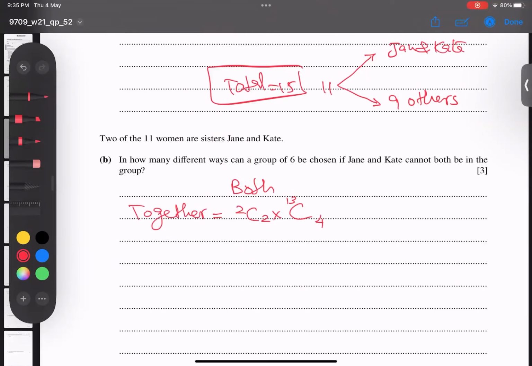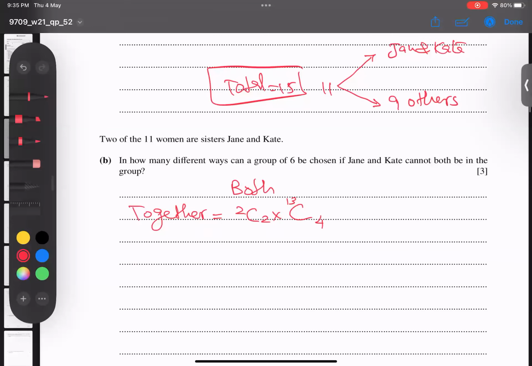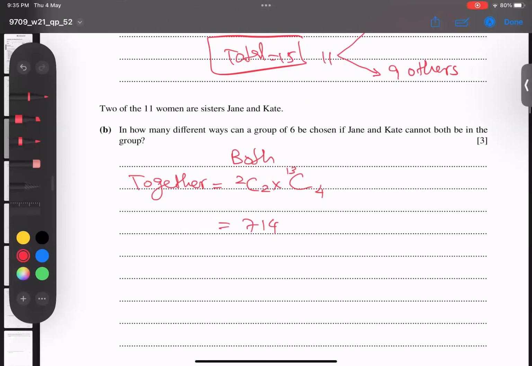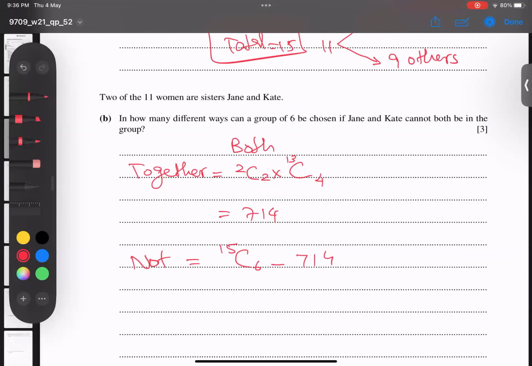So let's try to find the answer. 2C2 is 1, so 13C4 is coming 715. And when they are not together, the situation he mentioned, I will find from total options. What is total options? That is 15C6, subtract this one. So 15C6 subtract 714, and giving me 4291. Okay, I hope you got the idea. This is one option.